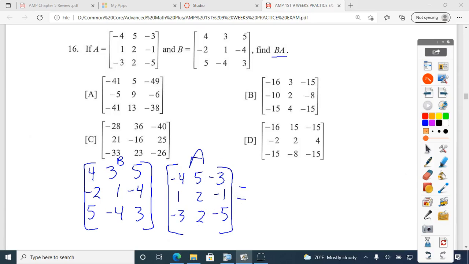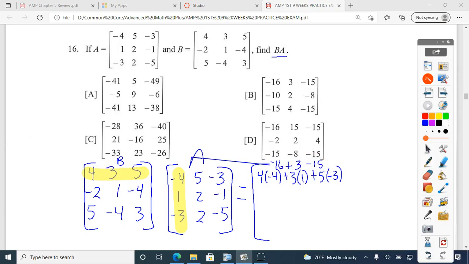So if you've forgotten how to do matrix multiplication, you have to multiply row by column. What that will be is you're going to say 4 times -4 plus 3 times 1 plus 5 times -3. If you add that up, that's -16 plus 3 minus 15, which would be -31 plus 3 is -28. Is that right?